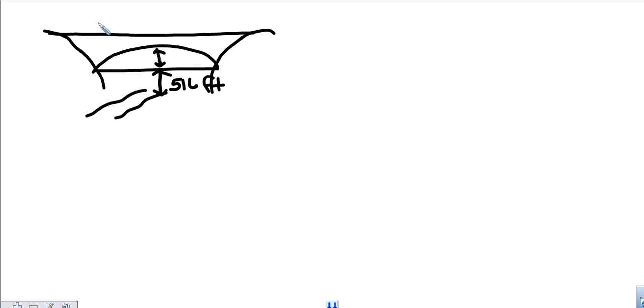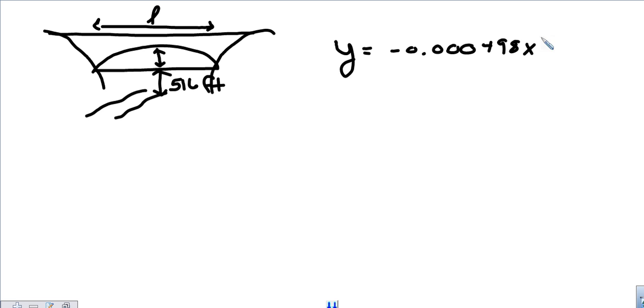And then we want the length of the span that's above the arch. So we're looking for this length right here. Now, in order to find that, I need to tell you something else. I need to tell you that you can model the arch of this bridge with the quadratic y equals negative 0.0000498 x squared plus 0.847x. So when we are solving this, we're going to need to use that equation.